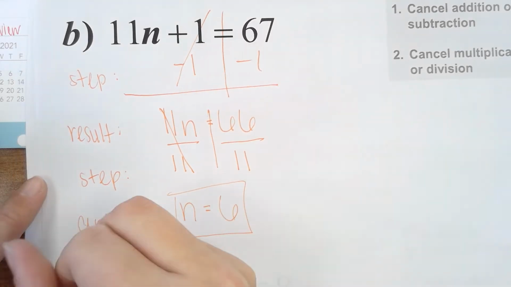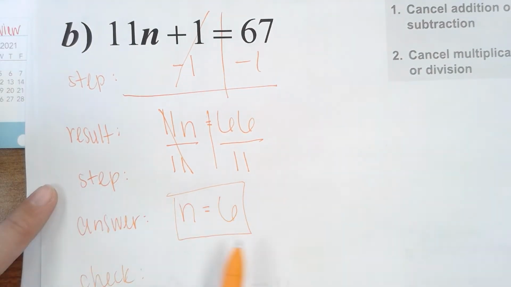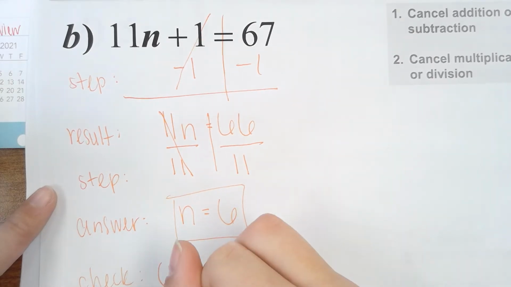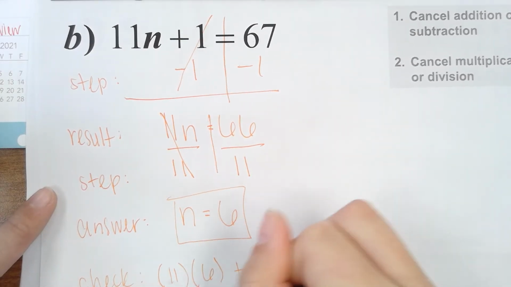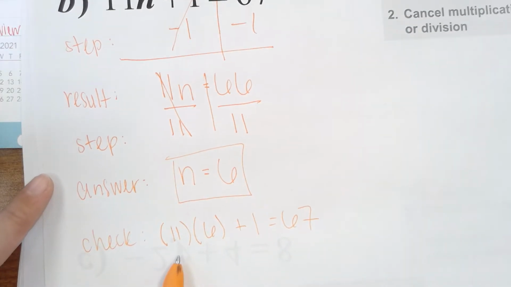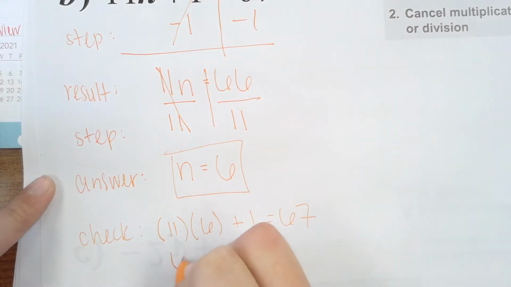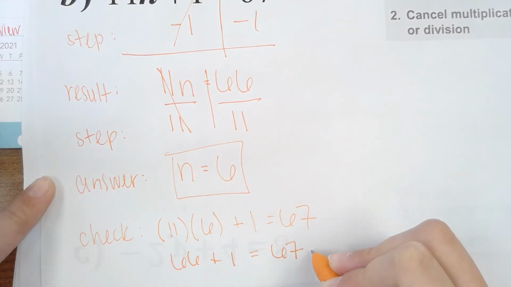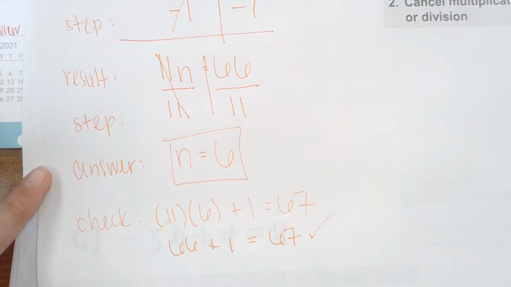All right, and then make sure you guys go back and check your work. So plug 6 back in for n. So we have 11 times 6 plus 1 equals 67. So once again, just make sure that that works. So 11 times 6 is 66. And does 66 plus 1 equal 67? Yep, it sure does.